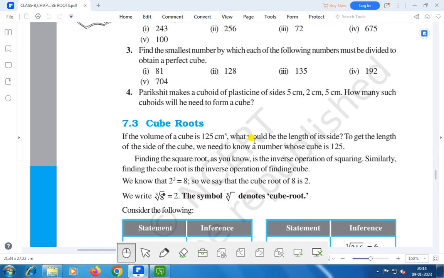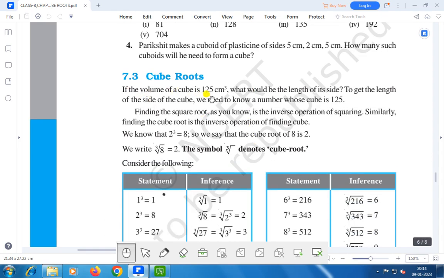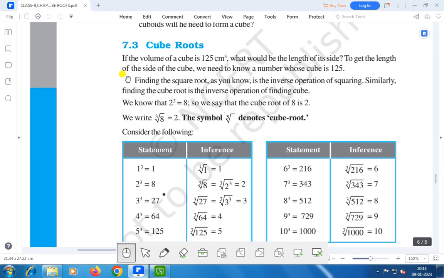Today we shall discuss cube roots. If the volume of a cube is 125 cm cubed, what would be the length of its side? To get the length of the side of the cube, we need to know a number whose cube is 125.